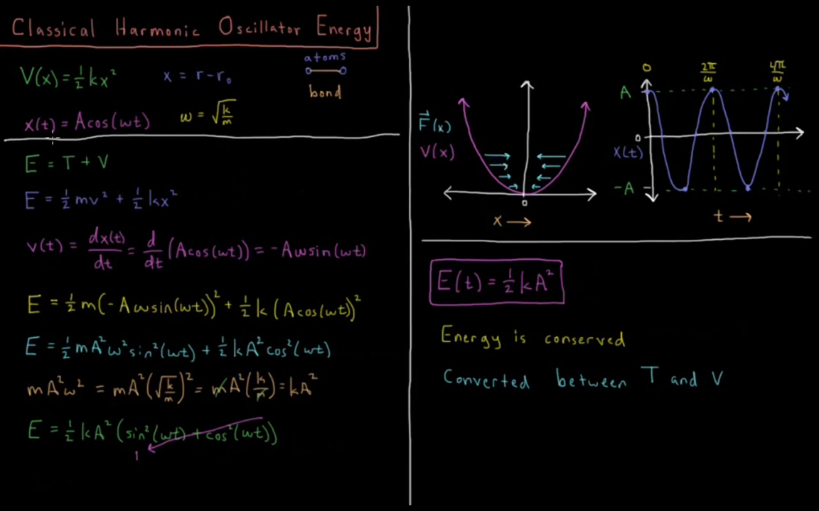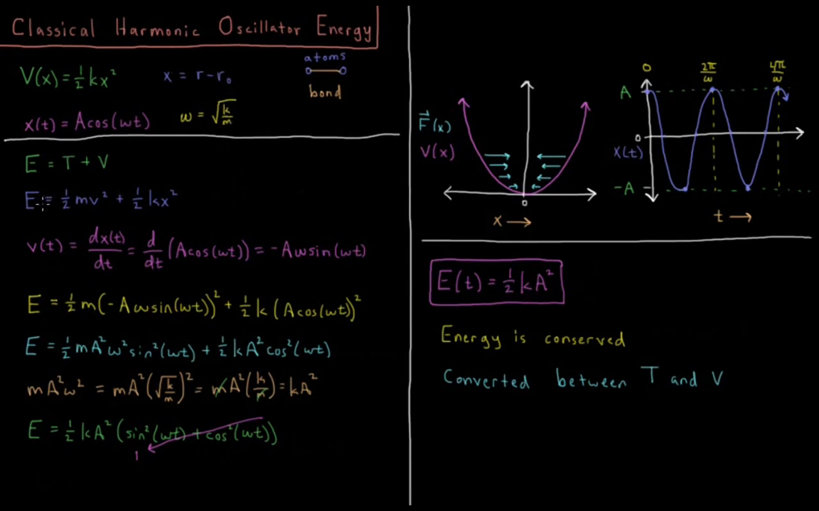We saw that in classical mechanics, our particle's trajectory over time, when we start out with an initial velocity of zero, x of t is going to be some amplitude A times cosine omega t, where omega, the angular velocity, tells us how fast our particle is going to be moving back and forth inside this parabola, and is determined by the spring constant and the mass. Omega equals the square root of k over m.